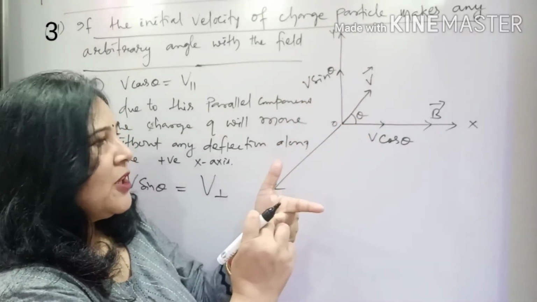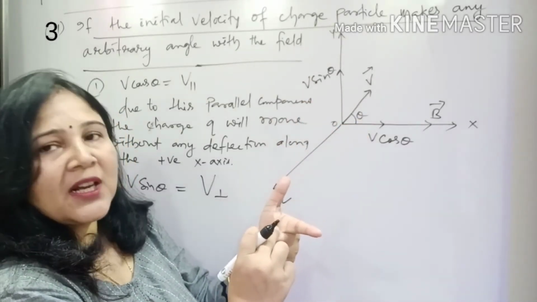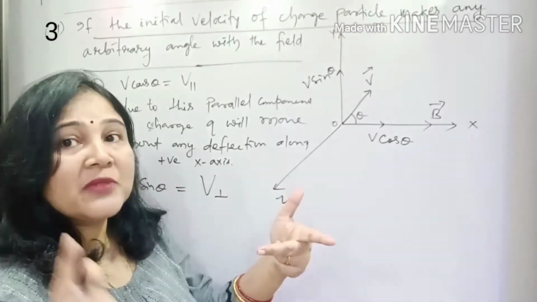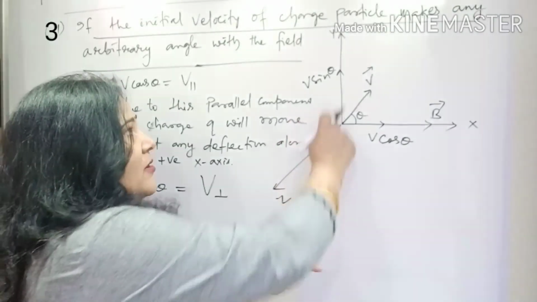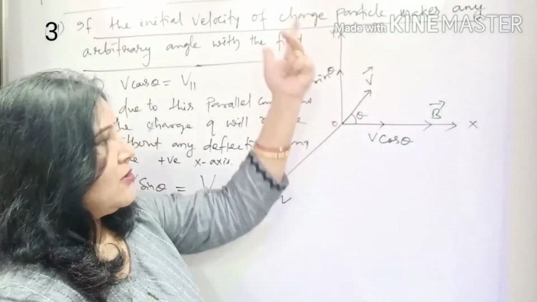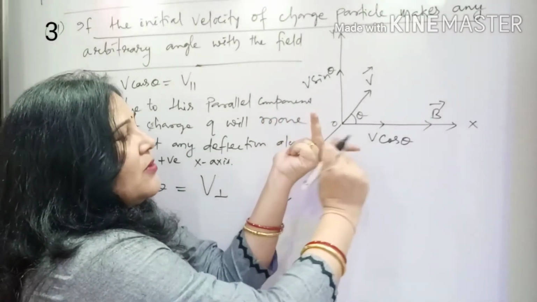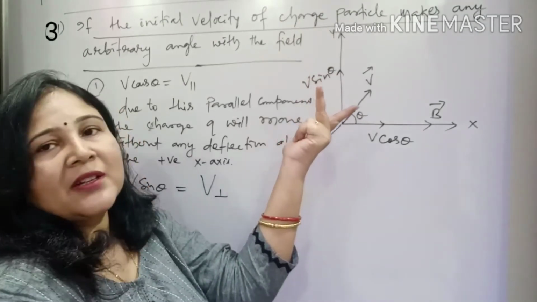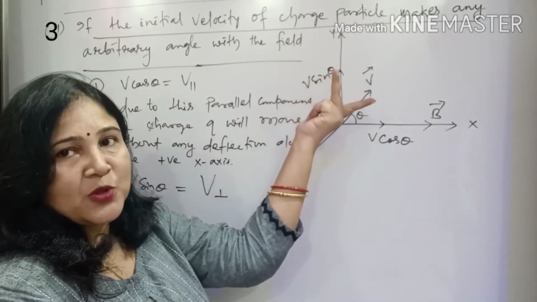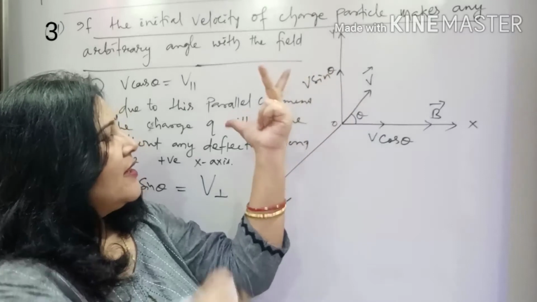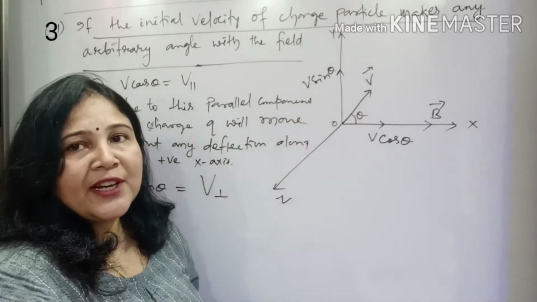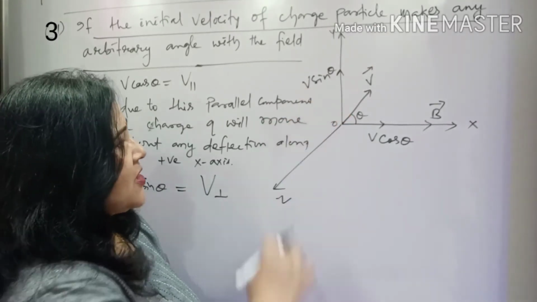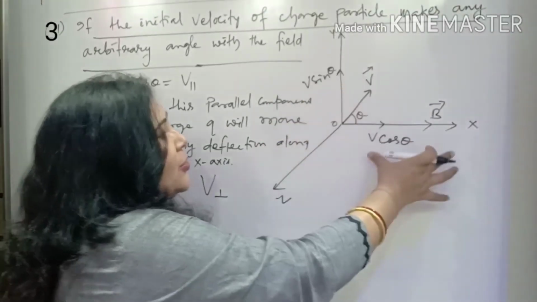The central finger points in the direction of the current, which is the motion of the positive charged particle. That is important. The v sin theta component is acting upward, and that is the motion of the positive charged particle. Then the thumb points in the direction of the force it is going to experience. So this force will be perpendicular to the magnetic field.